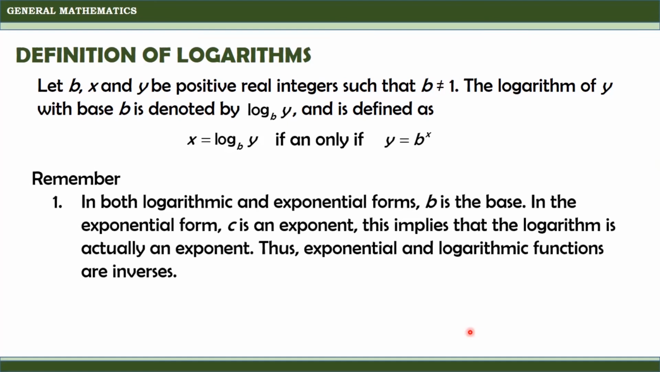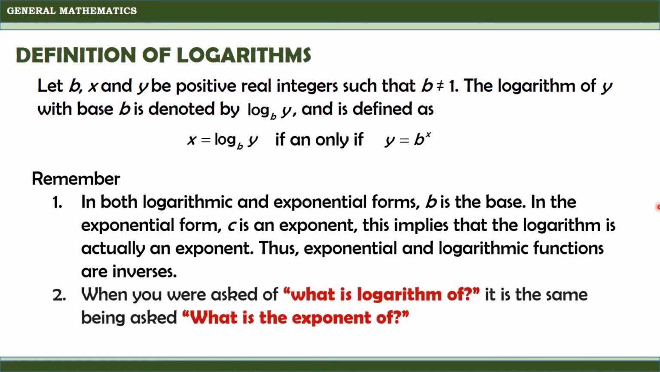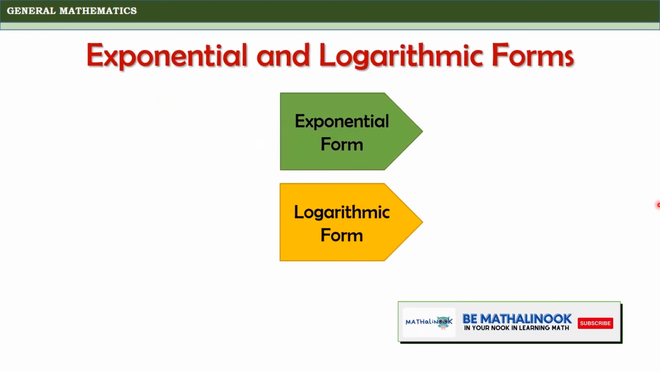First, in both logarithmic and exponential forms, b is the base. In the exponential form, x is an exponent. This implies that the logarithm is actually an exponent. Thus, exponential and logarithmic functions are inverses. Second, when you are asked what is the logarithm of, it is the same as being asked what is the exponent of.